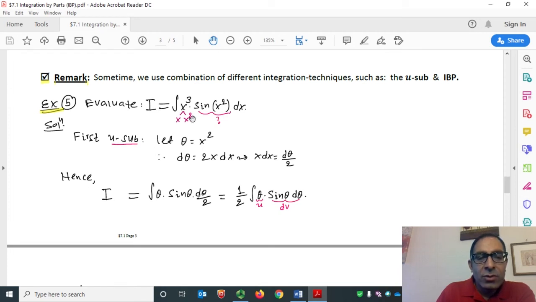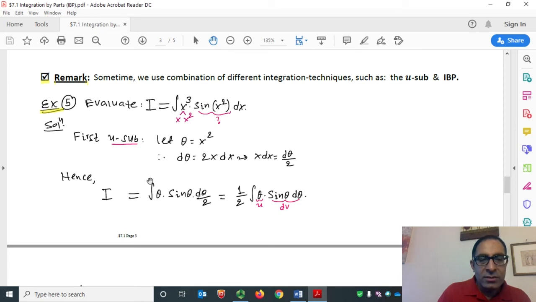Then I use one small trick here. I break down x cubed as x times x squared, so that I can plug in theta equals x squared, and then this x dx is here d theta over 2. Great. So then let's rewrite the given integral in terms of the new variable theta.